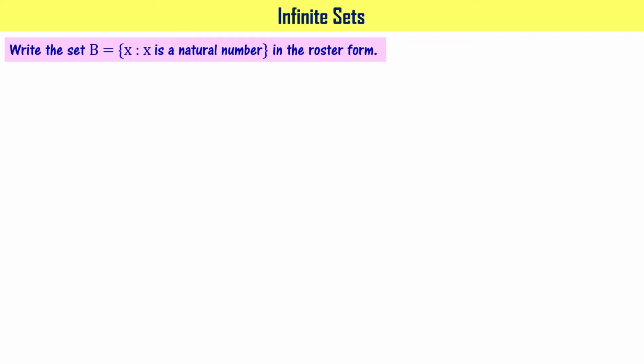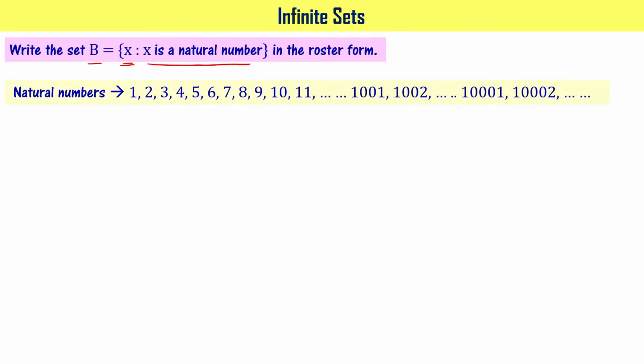Here set B definition is given in set builder form. Set B is a set of elements X such that X is a natural number. Let's write this in roster form. To write that in roster form, we should know what the natural numbers are, right? What are the natural numbers? 1, 2, 3, 4, 5, and so on. There is no limit to it.